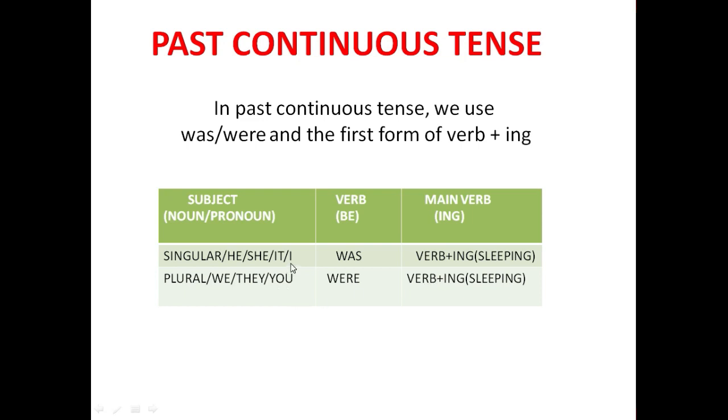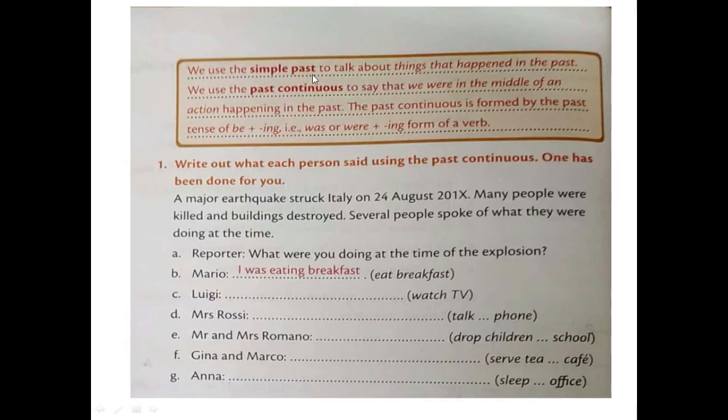And mind you children, I and you are exceptional. With I, we always use was. With you, we always use were. Let's look at the exercise. We use the simple past to talk about things that happened in the past. And we use the past continuous to say that we were in the middle of an action happening in the past. Let's look at the exercise.